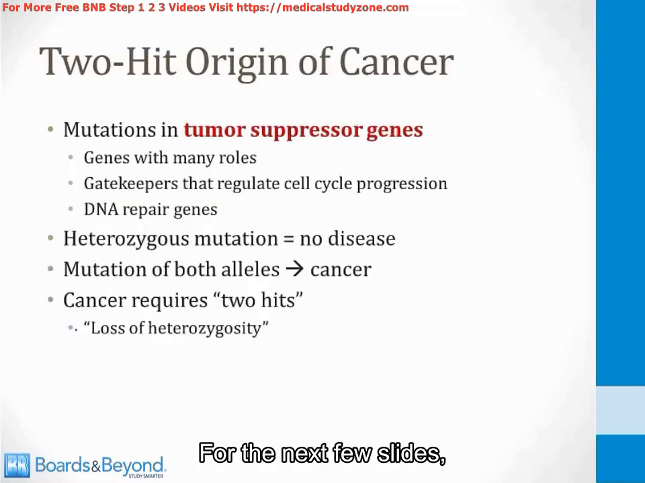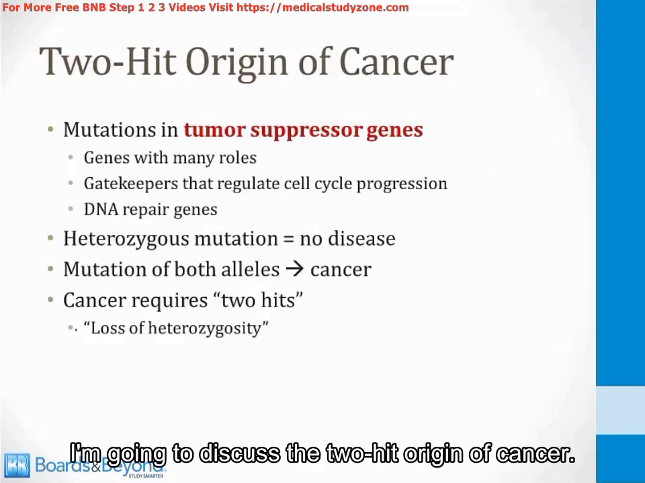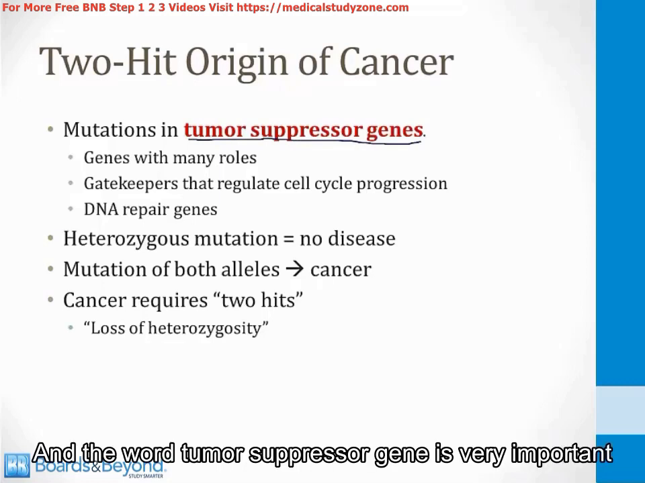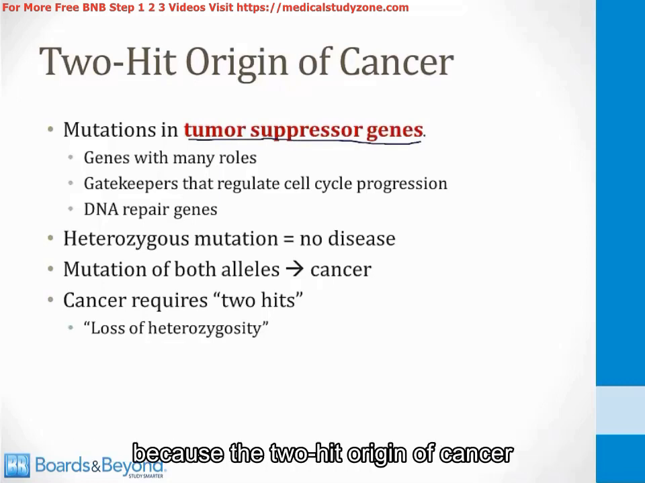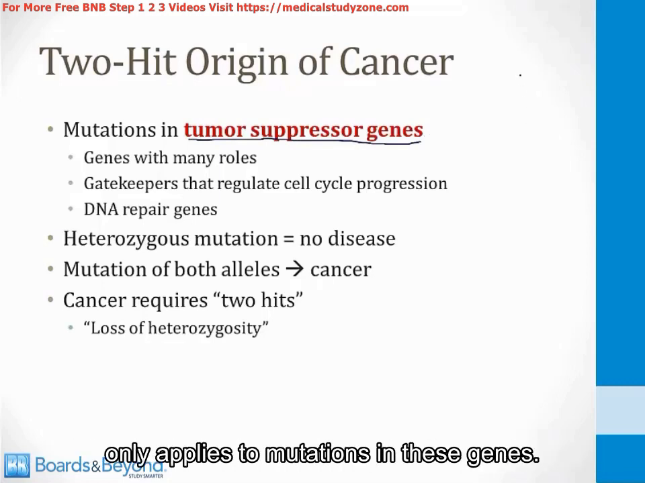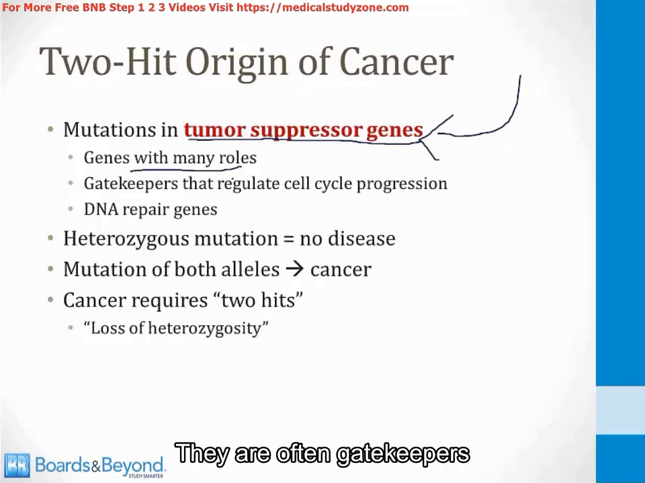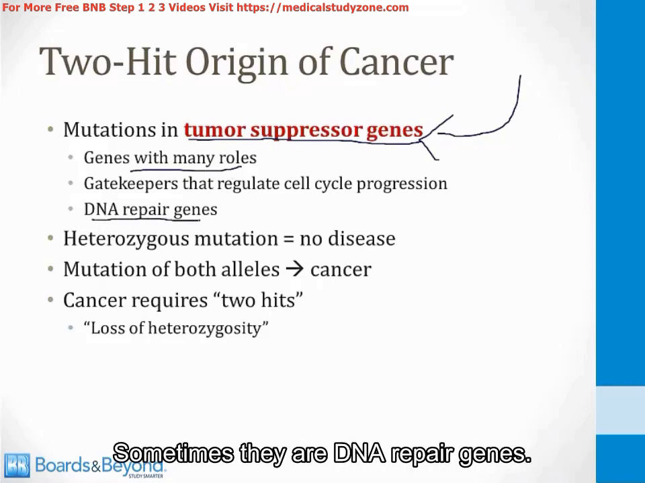For the next few slides, I'm going to discuss the two-hit origin of cancer. This refers to mutations in tumor suppressor genes that can lead to cancer. And the word tumor suppressor gene is very important because the two-hit origin of cancer only applies to mutations in these genes. Tumor suppressor genes are genes with many roles in cells. They are often gatekeepers that regulate cell cycle progression. Sometimes they are DNA repair genes.